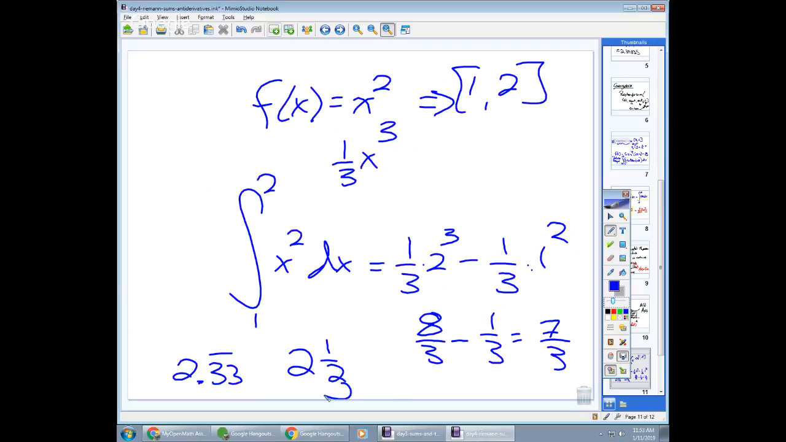Which is what we were getting closer to with our rectangles, right? With 5 intervals, we got 2.4 something. With 100 intervals, we got 2.34 something. Riemann sums began. We're not going to do any more of them.